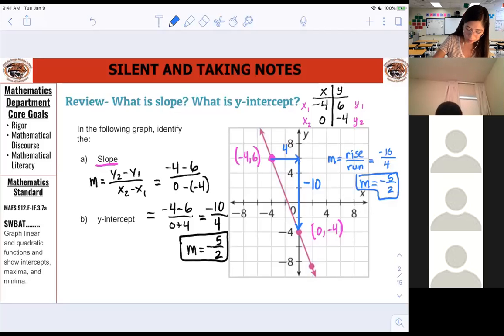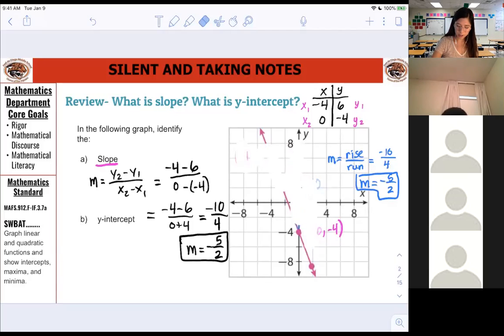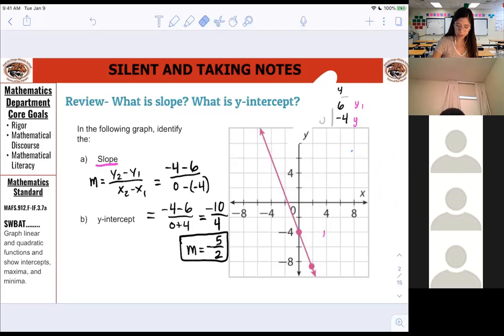Okay, so my slope is -5/2. Any final questions on how to calculate slope and how to figure out slope? Okay, so next up, now I need to identify the y-intercept. So I'm going to erase everything I have here just to clarify, clear the page, make it nice and neat. On this graph, what is my y-intercept?